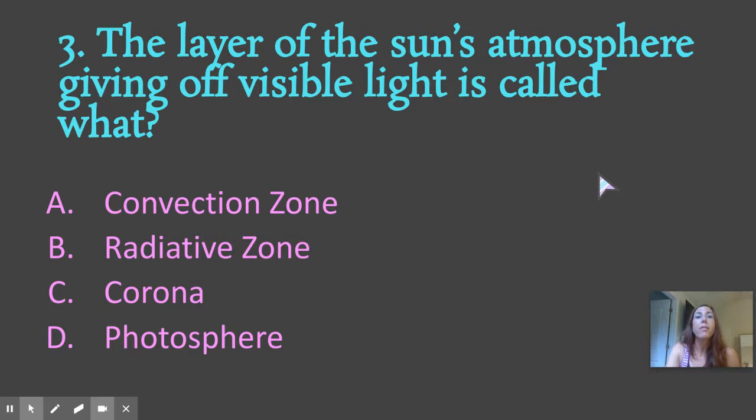So the layer of the sun's atmosphere giving off visible light, remember I told you to remember a certain word that means visible, is called what? Is it the convection zone, the radiative zone, the corona, or the photosphere? And hopefully you remember that photo means visible. So the answer is D, photosphere.